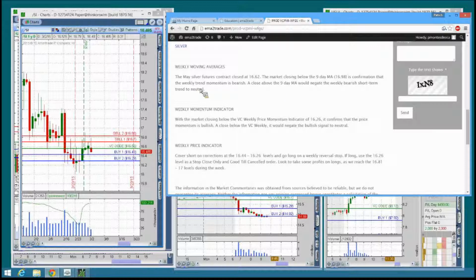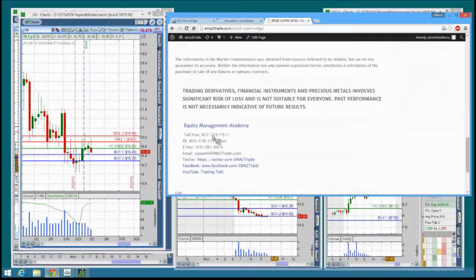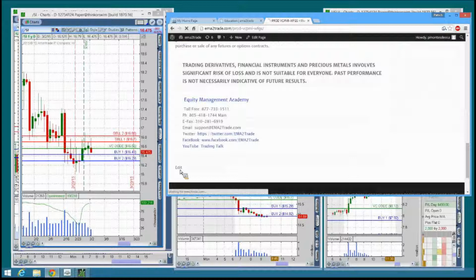So we have a good idea of the pivot point in terms of when the downtrend would be negated, and that's at 1698. The weekly momentum indicator, with the market closing above the weekly price momentum indicator of 1626, signifies that the price momentum is bullish.